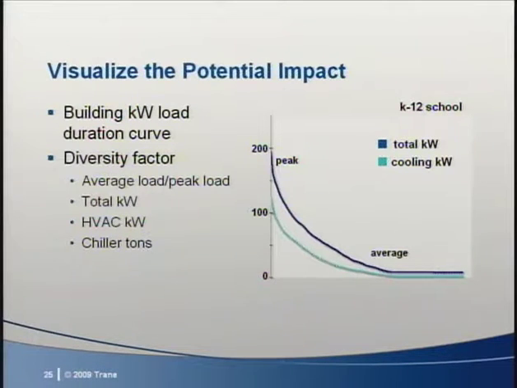In this K through 12 school, the pre-thermal storage diversity factor was 16%. Said another way, the peak is over 6 times the average. Any improvement we can make to the average kW of the chiller will improve the kW diversity factor, which is what utilities encourage through rate structures and incentives. If there's on-site power generation, a flat load duration curve makes power generation much more economical.